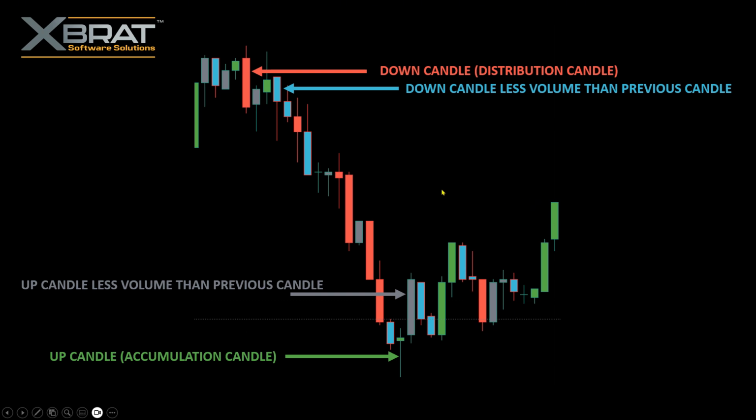So it's understanding the color scheme of this. The red is a distribution candle, has more volume. There's more sellers. Cyan is a down candle, but has less volume. There's less strength in that move. A green candle is an accumulation candle. It has more volume. And then a grey candle is an up candle, but it has less volume.